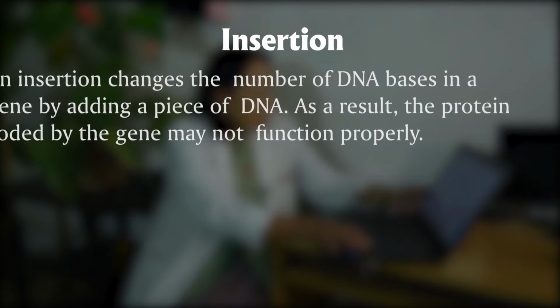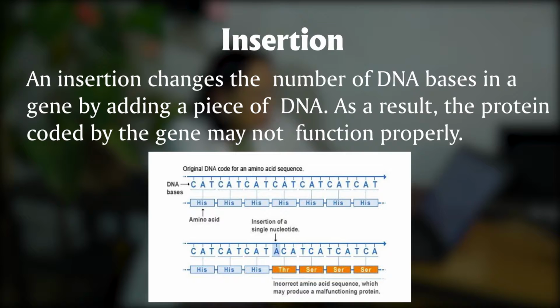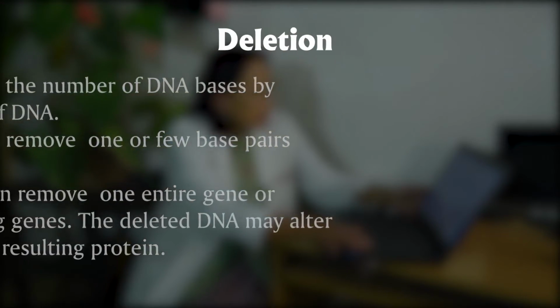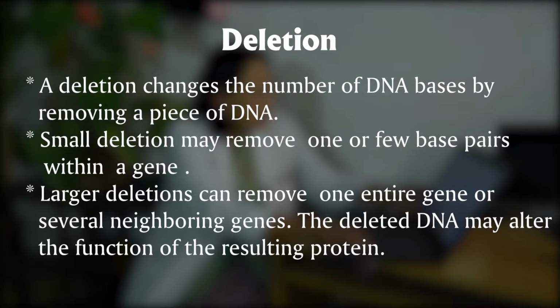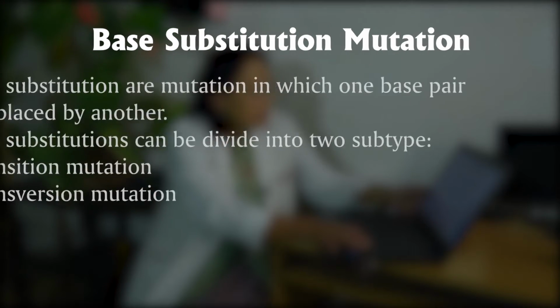An insertion changes the number of DNA bases in a gene by adding a piece of DNA. As a result, the protein coded by the gene may not function properly. What is deletion? A deletion changes the number of DNA bases by removing a piece of DNA. A small deletion may remove one or a few base pairs within a gene, and larger deletions can remove one entire gene or several neighboring genes. The deleted DNA may alter the function of the resulting protein.